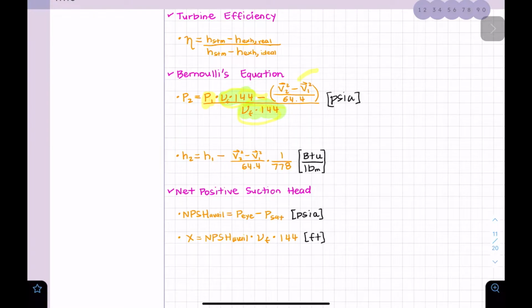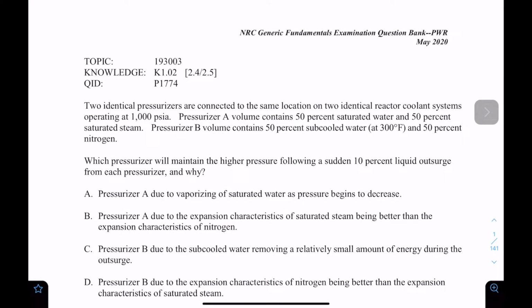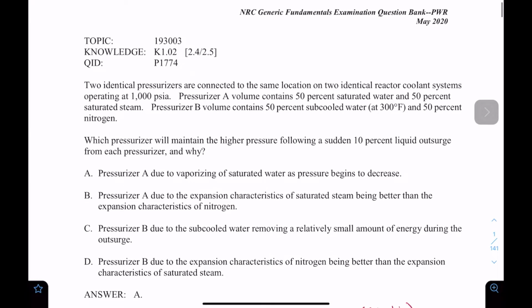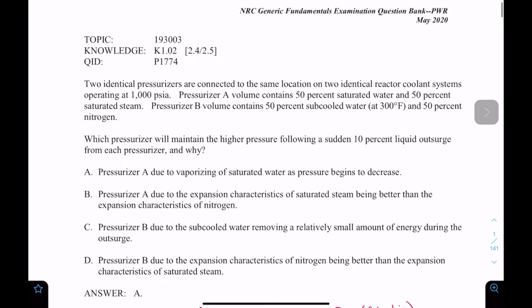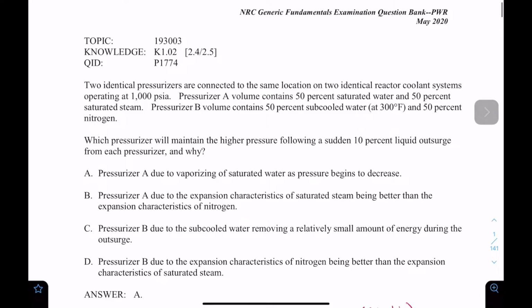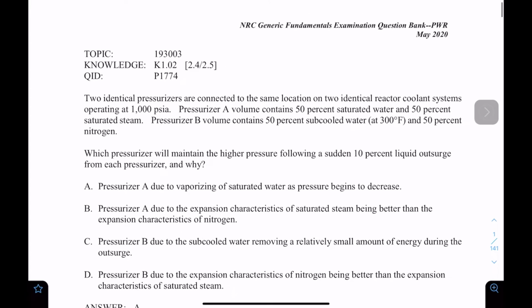And I'll just go over a couple of the problem examples next. Right, so we know now that for GFEs, usually we're going to have only two problems that are going to be asking about outsurge. So let's take a look at this question. This is the first question on the question bank from May 2020, question P1774.